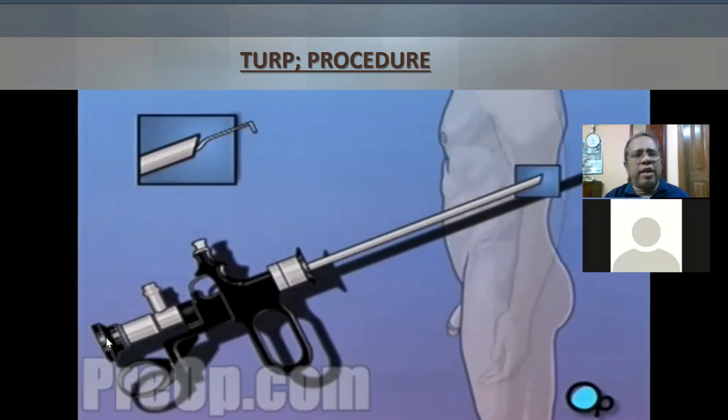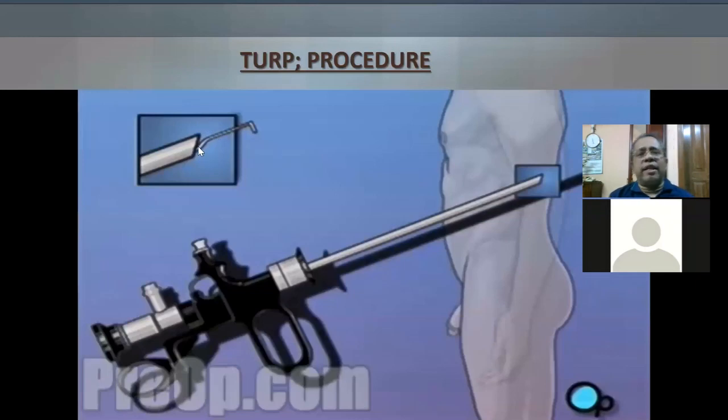So this is the telescope. This is the light channel, and this is the working element, and this is the resectoscope sheath. The total instrument is named the resectoscope. The tissue is for resection, but the name is resectoscope.